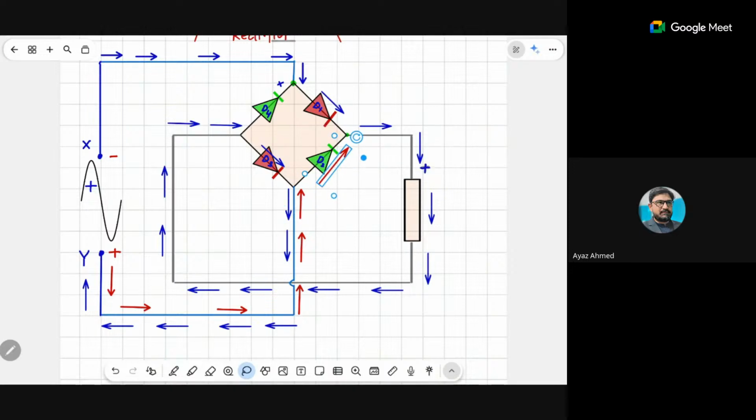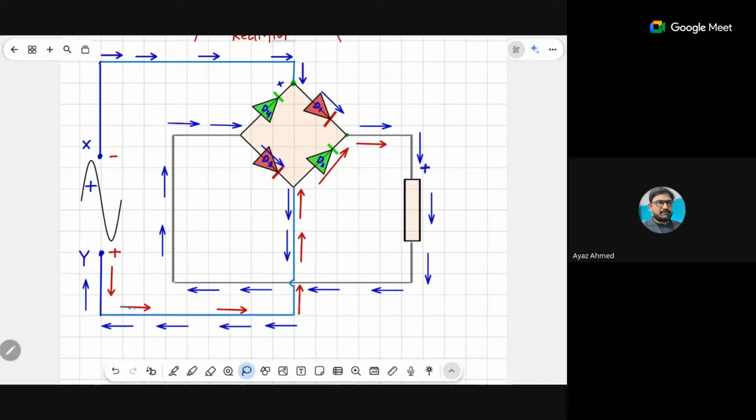Diode 2, yes, very good, the green one, right? So current will flow through this, and right after that, you will see that the diode is now allowing the current to flow through. Now here, the direction of the current will become the same. You got my point?